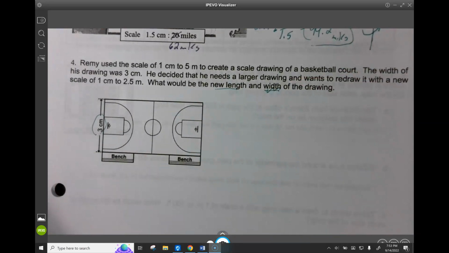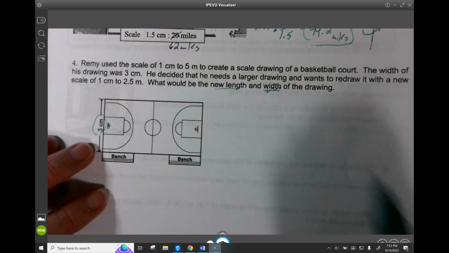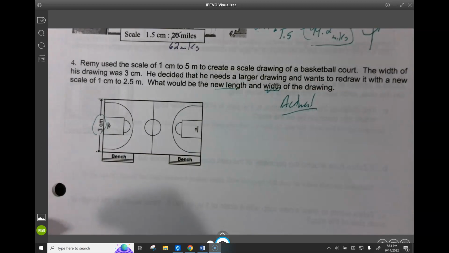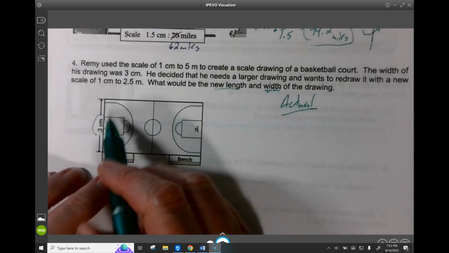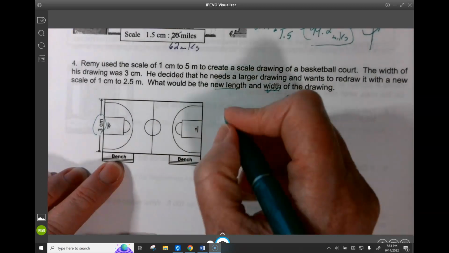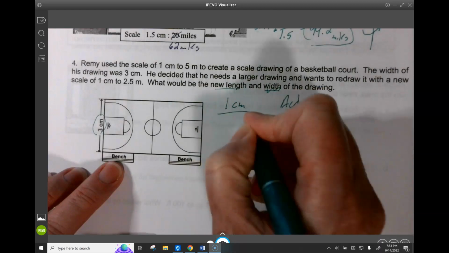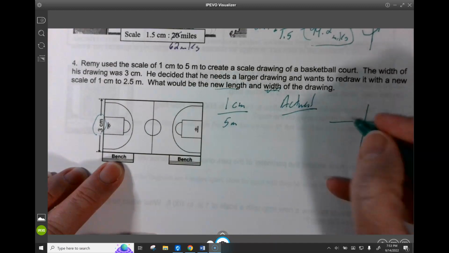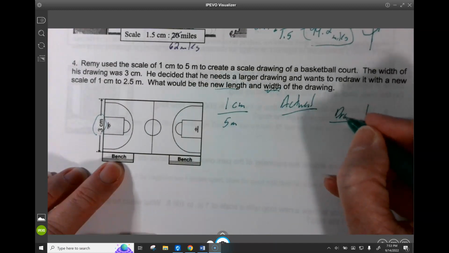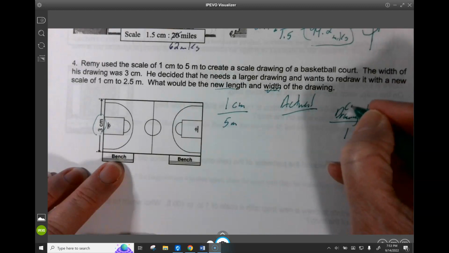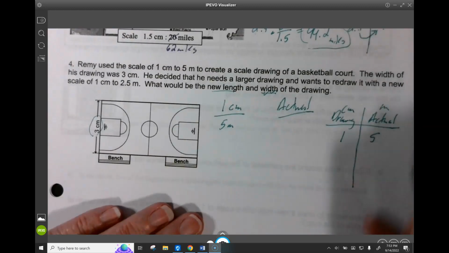Okay, so what we're going to do here is we actually have to find the real one, the actual one, first. Then we're going to go back and tell what the scale drawing would be. So if I'm using the scale of 1 centimeter, I'm going to do it both ways again so you can decide: 1 centimeter to 5 meters. If I put it in the table, here's my drawing, here's my actual. I have 1 centimeter to 5 meters. Whoops, so this is centimeters, and this is meters.